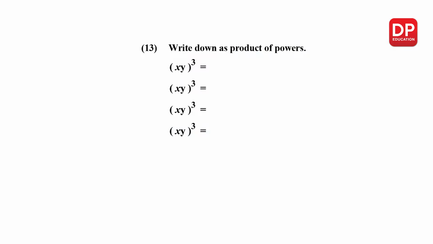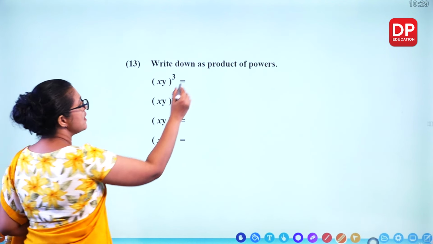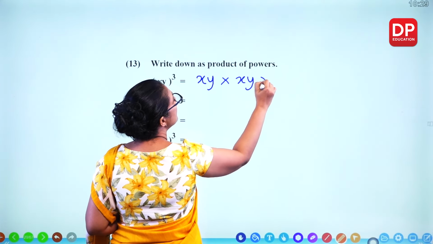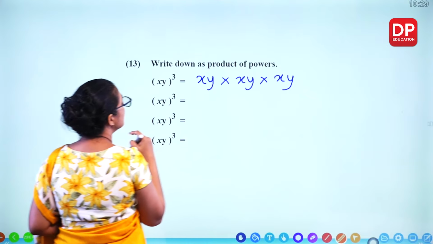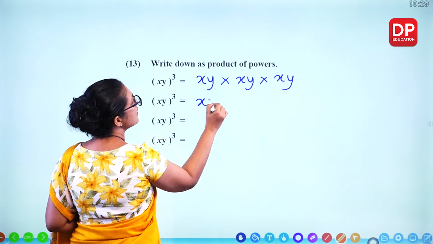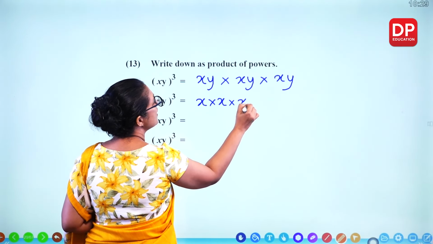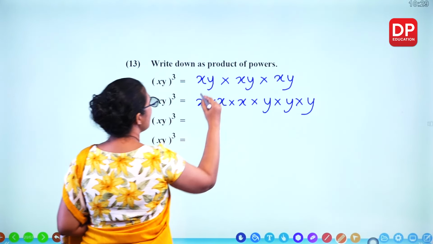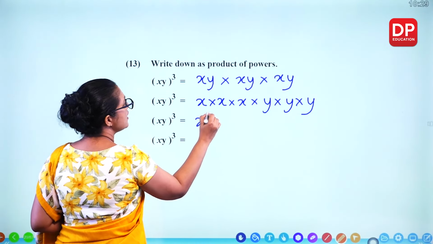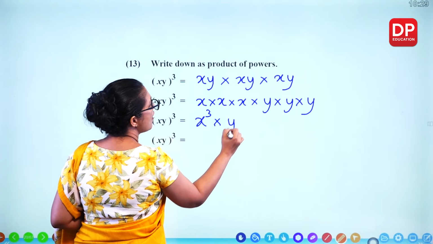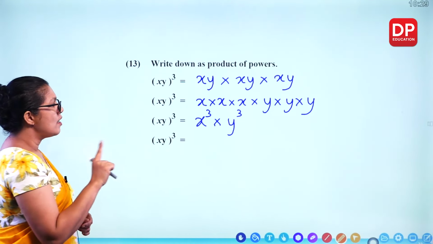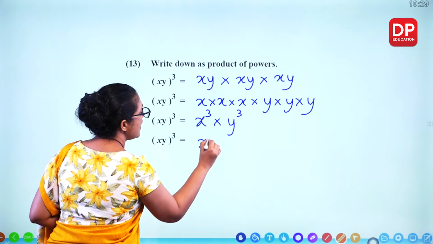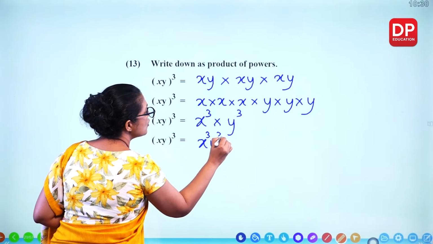Now look at this one, xy to the power 3. That means xy, xy, xy, 3 times. How many x's are there? 1, 2, 3. How many y's? 1, 2, 3. Now you can write separately: how many x's? 3. How many y's? That's 3. Here you don't need to write the multiplication sign. You can write it as x to the power 3, y to the power 3.